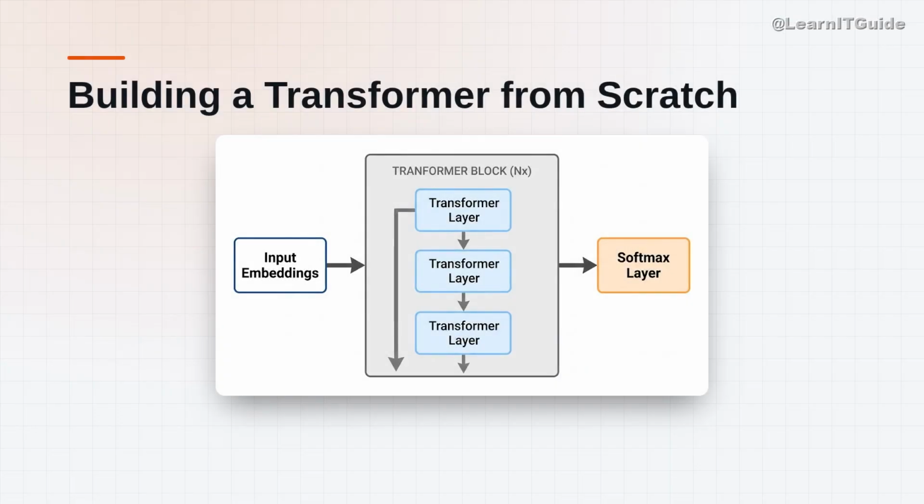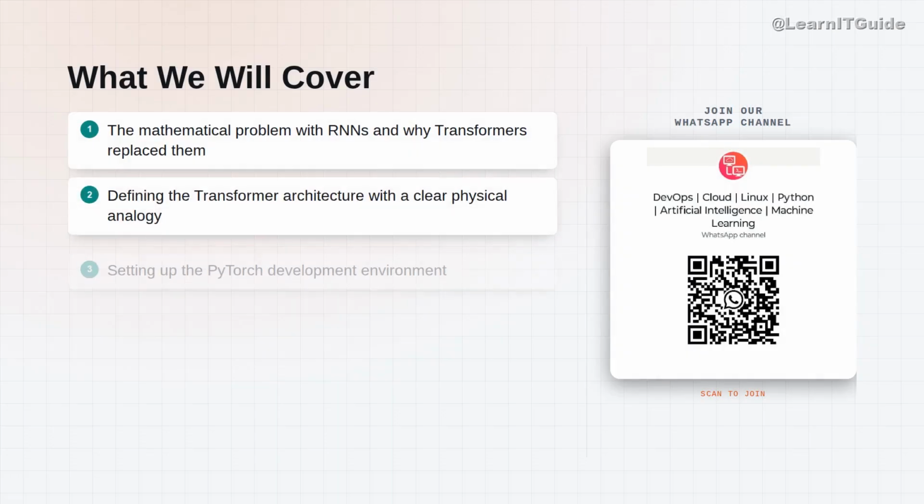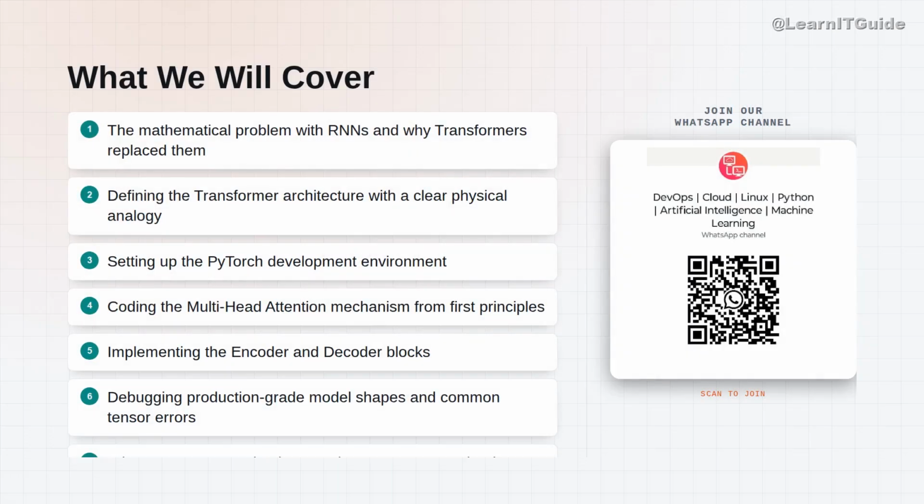Let us break down the architecture that powers modern AI. From the input embeddings to the final softmax layer, we will code it all. We have a packed agenda. We start with the core problem of sequential processing, move through the architectural definition, and then dive deep into the PyTorch code. Specifically, we will cover the attention math, the block structure, and critical debugging steps. These are the topics we are going to cover in this video, so do not skip ahead, watch all the way through to actually understand this properly.